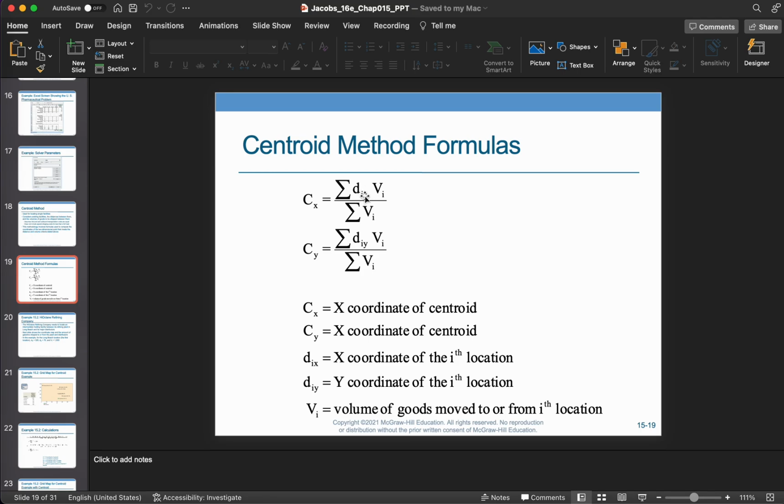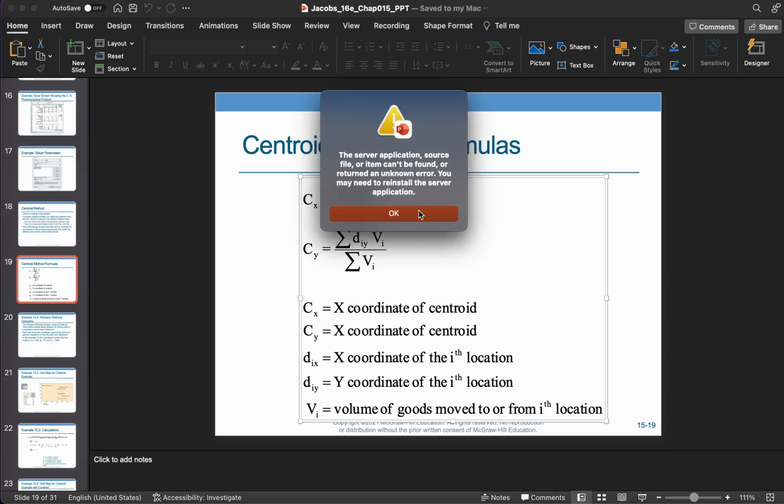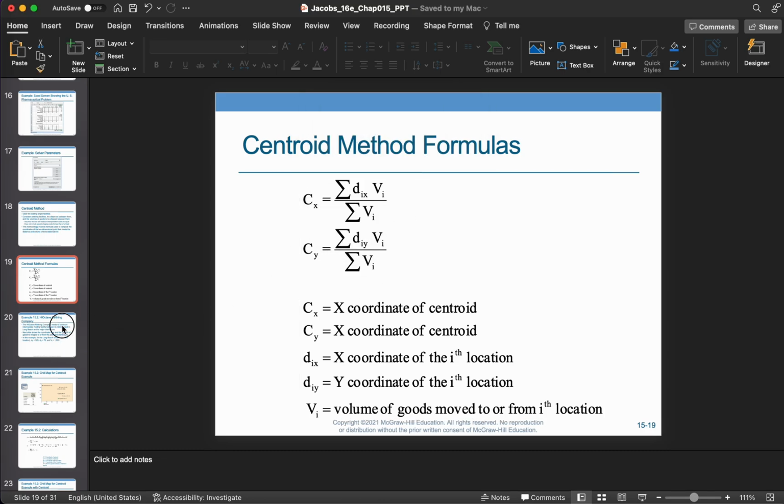Here, dix is the x coordinate of a particular location, and vi is the volume from that location. So we calculate cx and cy, which give us the x coordinate of the centroid and the y coordinate of the centroid.